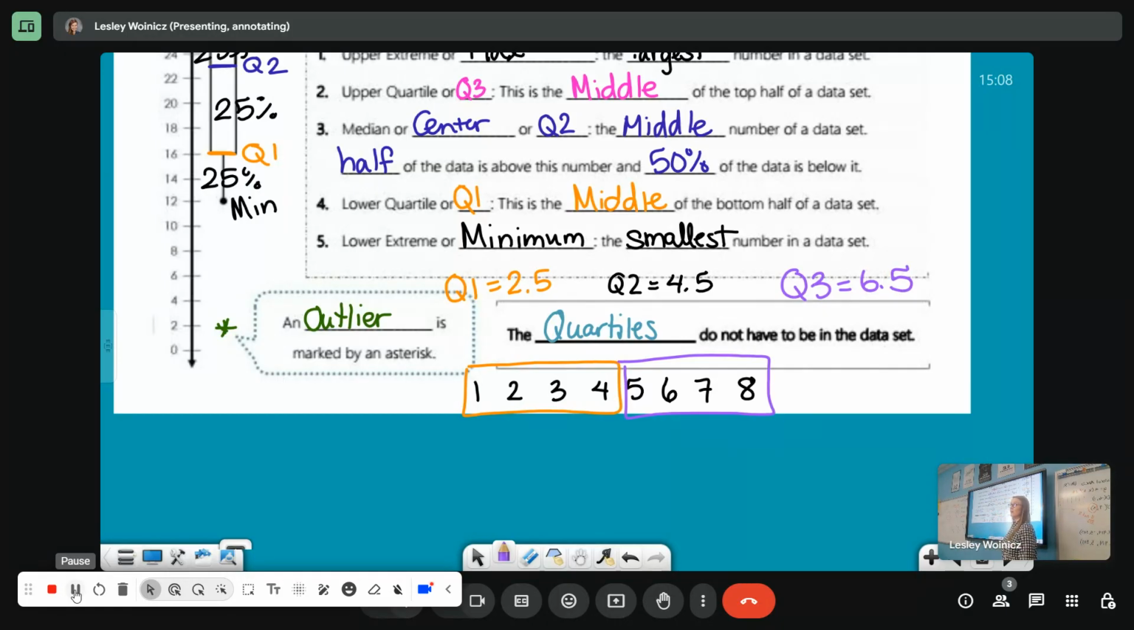Okay, so the quartiles can be in between values. So they separate our data. They do not necessarily have to be in the data, and you cannot be in a quartile, you can be at a quartile. You can't be in a fence. Fence is a divider. Got it? Okie dokie, let's flip now.